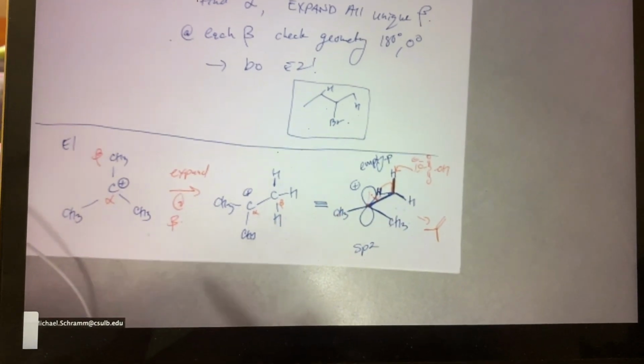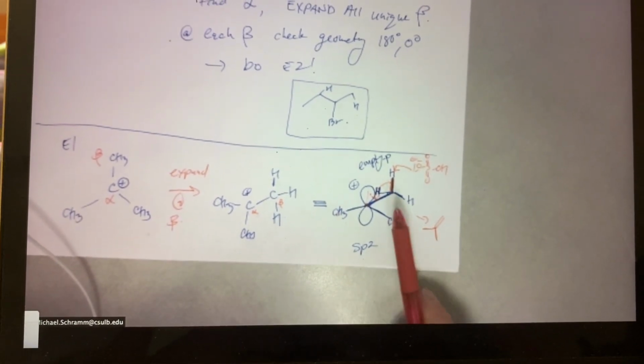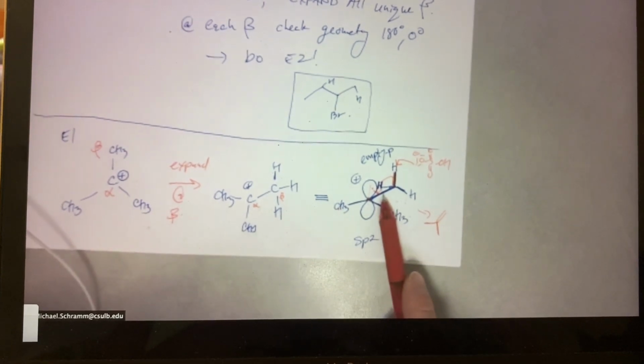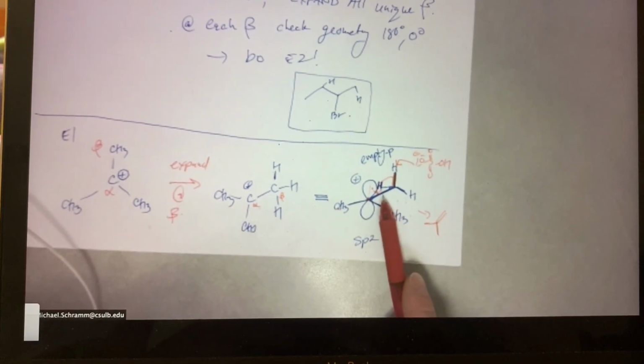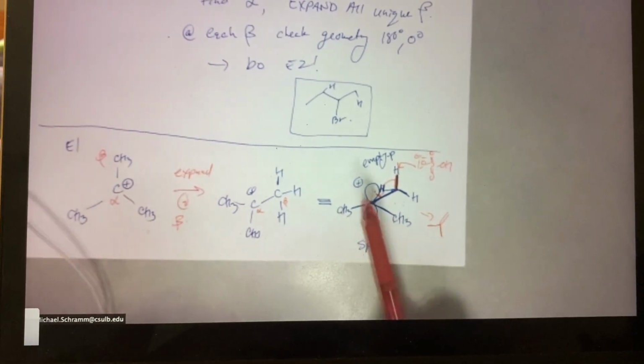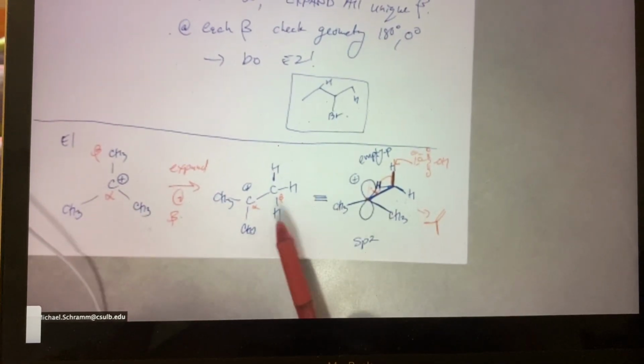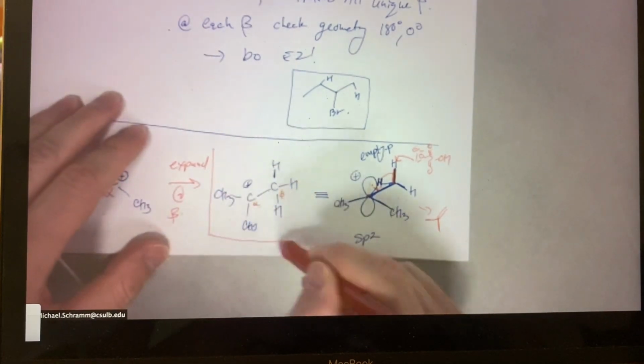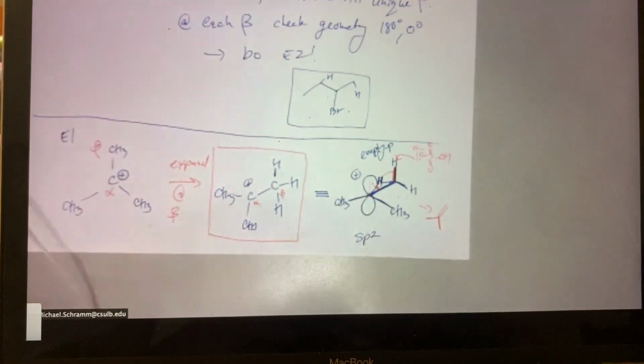But for us, honestly, it's not going to be important. It's always going to be able to rotate freely. We're always going to be able to get to a conformation. So you'll never have to draw anything like this. You can always stick to these flat diagrams. This diagram here is always going to be sufficient for us to draw the mechanism.